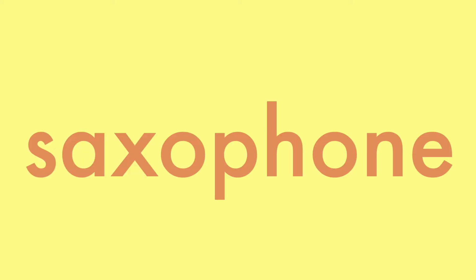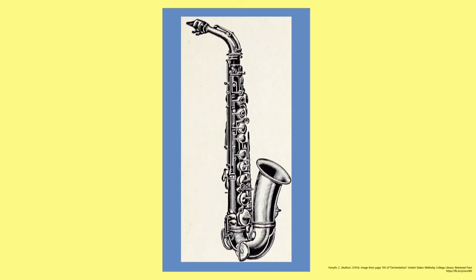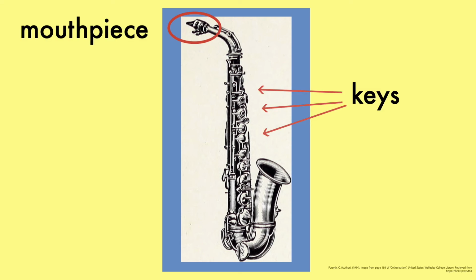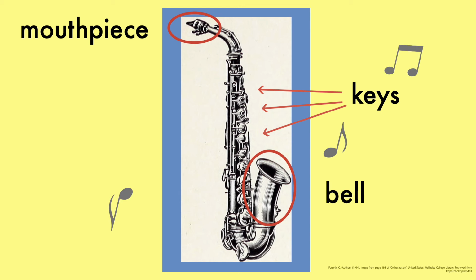Saxophone. A saxophone is a type of woodwind instrument. It has a mouthpiece that you play into with your mouth, keys that you use to change the sound, and the bell of the instrument where the sound comes out of. A saxophone sounds like this.